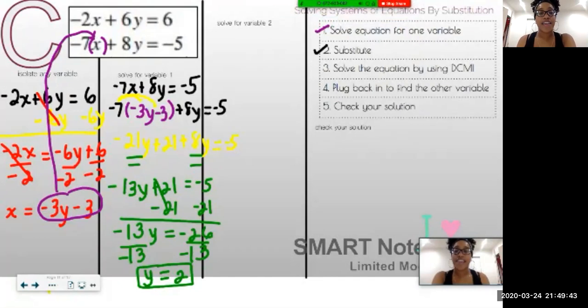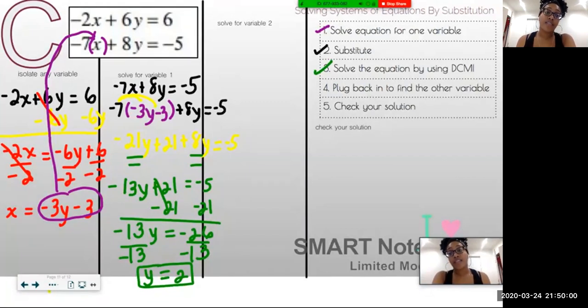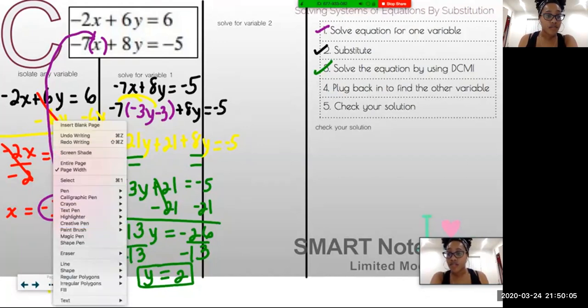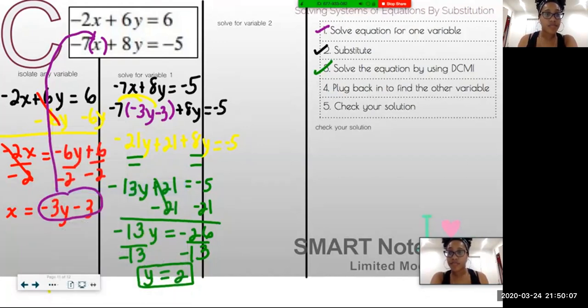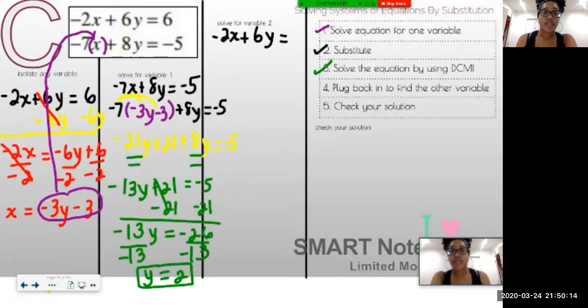All right, so now we figured out that y is equal to positive 2. Now we need to figure out what our other variable is. So we're gonna plug back in the value of y into this equation. So any equation that we want, I'll use the first one. So it's that negative 2x plus 6y equals 6.